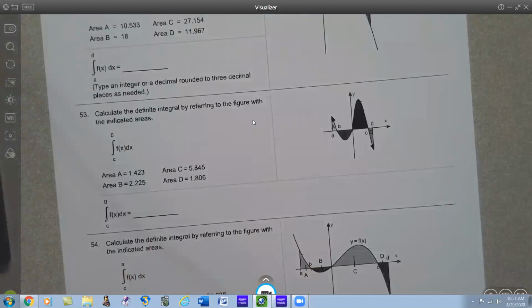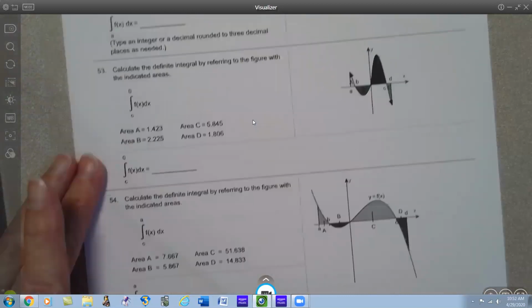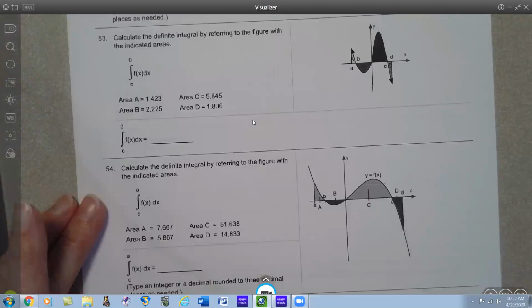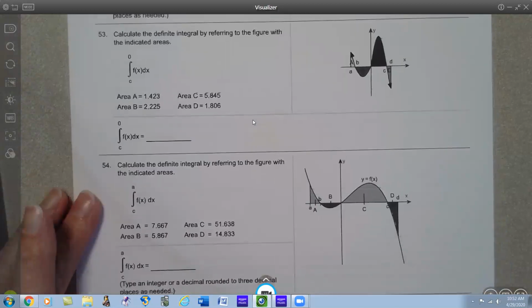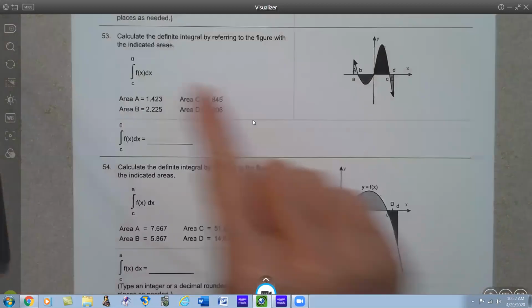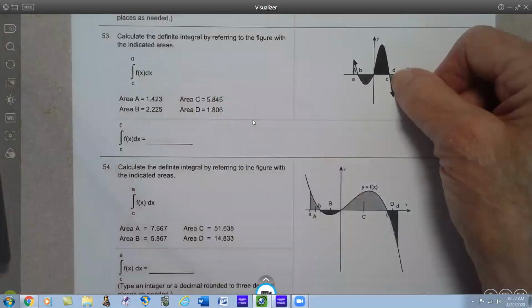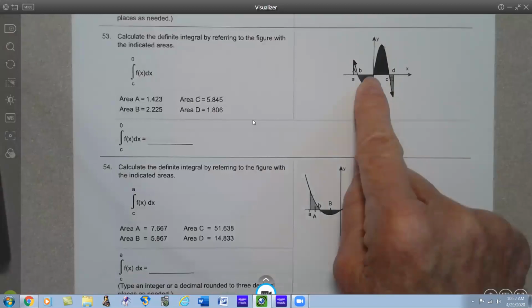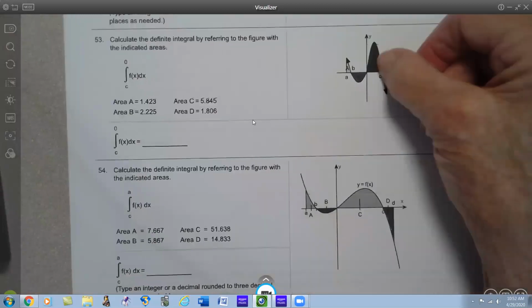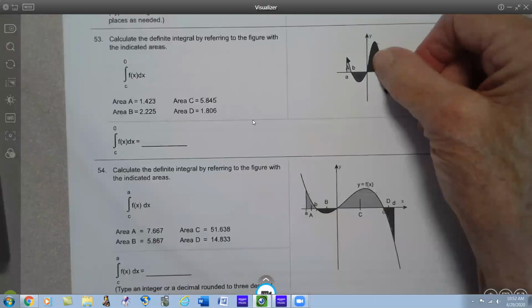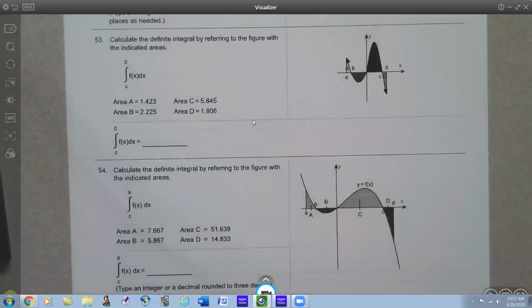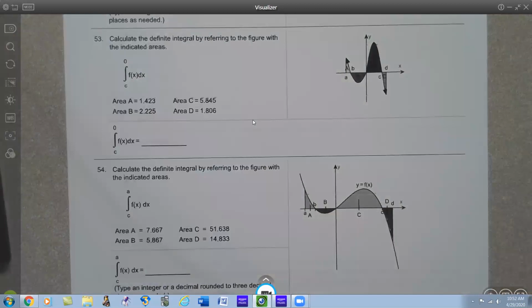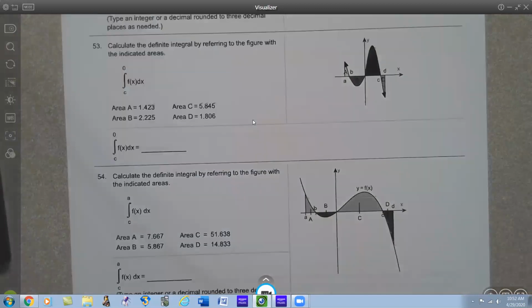53, 54. Those are the ones I'm telling you that you need to be careful on, because they're going from C to 0. Here's C. 0 is right here. Since I'm going right to left, signs change. So this will be a negative 5.845. Do you remember that, guys? Yeah. Okay. So there are a couple of those. They're quick.